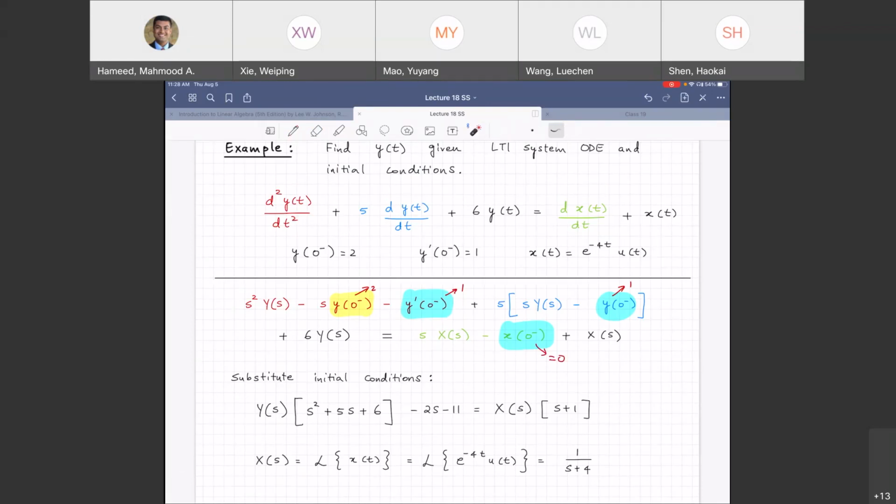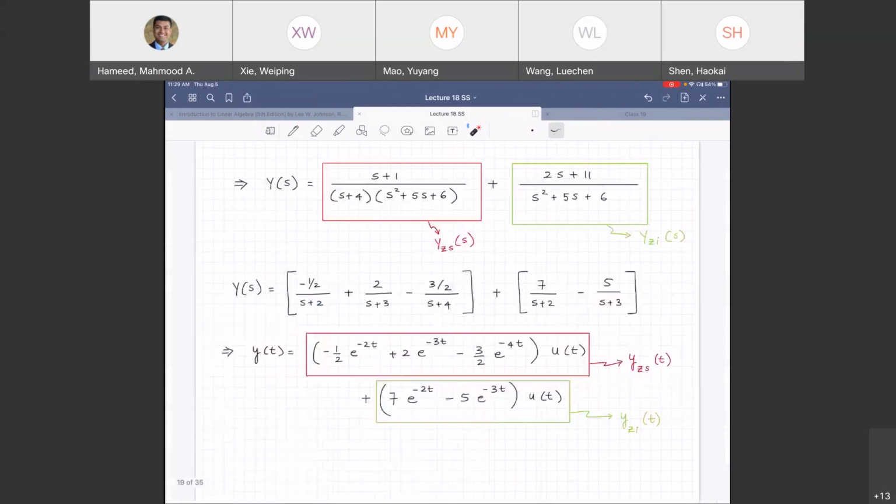Next, substitute these values. Manipulate the equation such that you have y of s terms separated, x of s terms separated. Divide it out. You have got what? Y of s, you are going for y of t, right? So you have to find the inverse Laplace transform of y of s. X of s is going to be the Laplace transform of x of t. X of t is e to the minus 4t u of t. The Laplace transform is 1 divided by s plus 4. So you can substitute this over here.